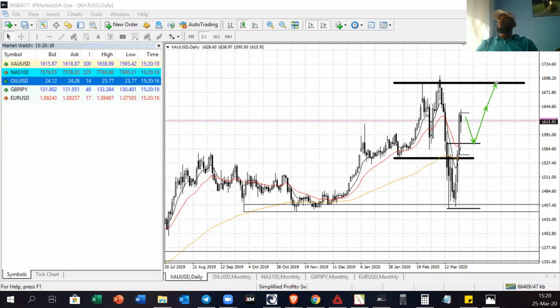We have this as first target. Second target is 1,800. Third target, 1,900. And if it breaks that, it makes things even more interesting, because we don't know how long this thing could be bullish for, right? So basically, that is my analysis long term on gold.